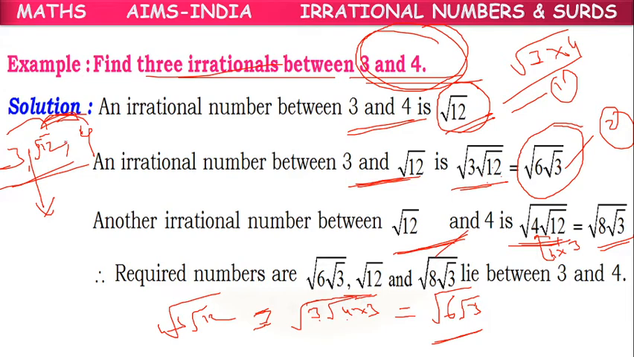This irrational number lies between 2 and 4. So like this we have found 3 irrational numbers: root 12, root 6, root 3, root 8, root 3. These 3 lie between 3 and 4. So like this we can find countless irrational numbers.